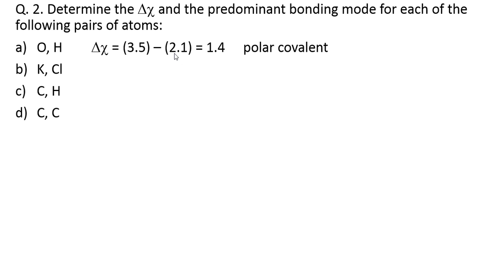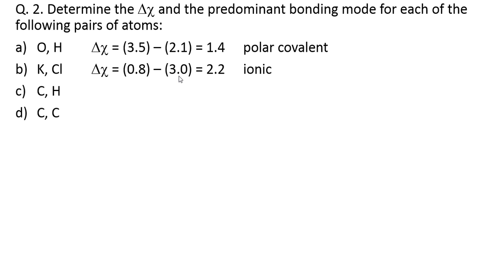In part B, the delta chi is going to be 2.2. The electronegativity of potassium is about 0.8, and that for chlorine is about 3.0. So this results in an ionic bond.